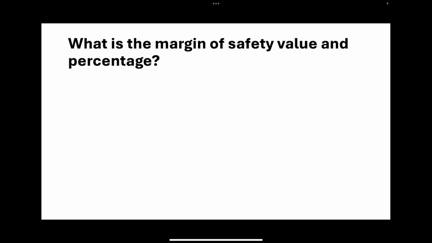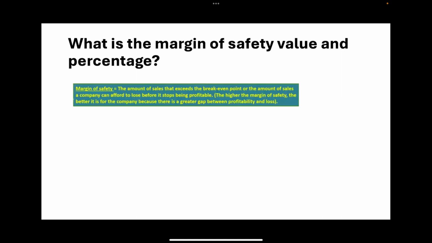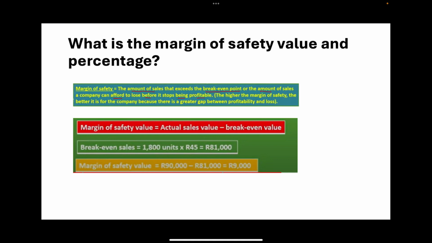Now coming to the third part, what is the margin of safety value and percentage? So let us see what exactly is margin of safety. Margin of safety is the amount of sales that exceeds the break-even point, or the amount of sales a company can afford to lose before it stops being profitable. So it is better to calculate like this, that is the amount of sales that exceeds the break-even point.